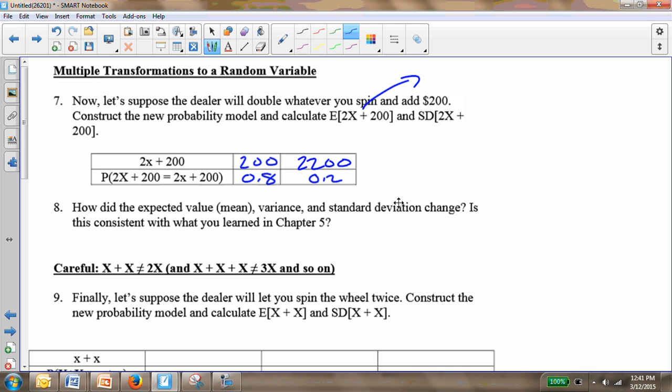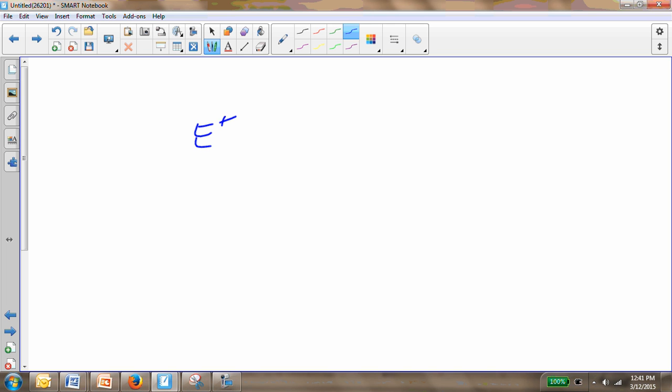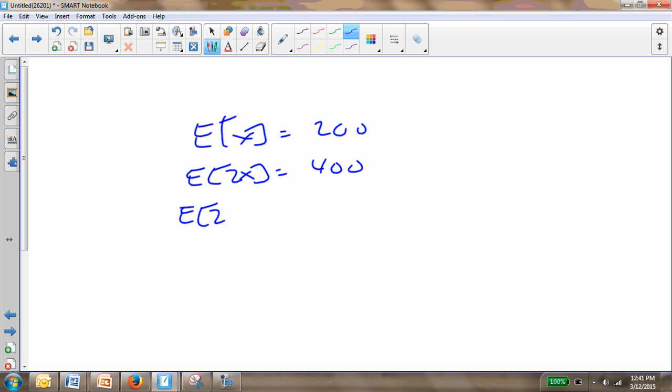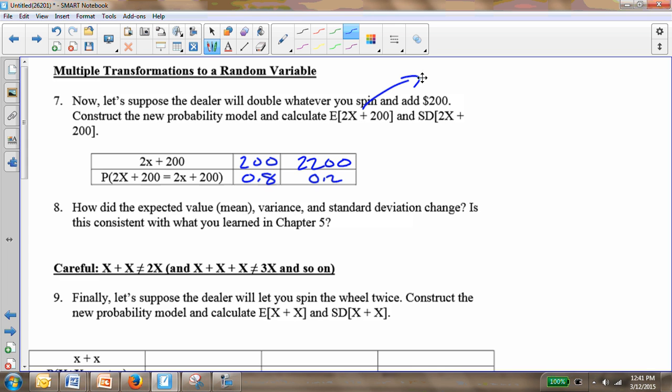Yes. So that mean used to be 200 when it was expected value of x. I double it. Here, this might help. Let's write this real quick. So expected value of x is 200. What would happen if I doubled x? Well, if everything doubles, the mean should double. What happens if I take that and add 200? Well, if I add 200 to everything, the mean should increase by 200. So this should be 600. You should have gotten $600, hopefully.